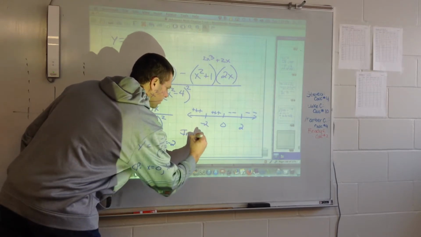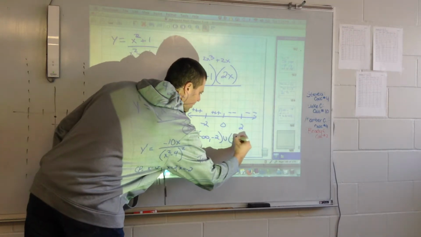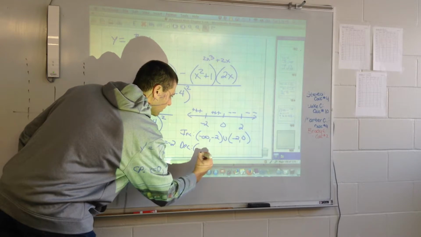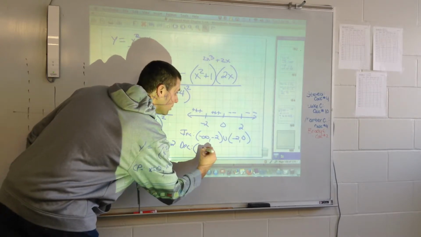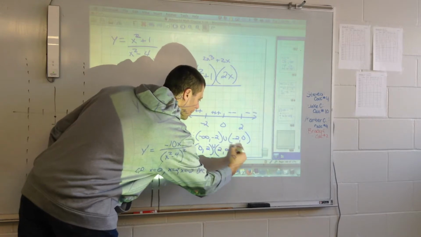We'll write those. So increasing from negative infinity to negative 2, and then negative 2 to 0. Decreasing, 0 to 2, and then 2 to infinity.